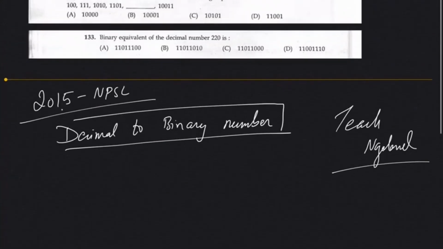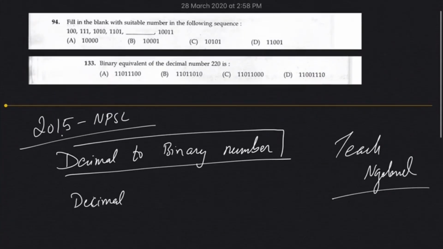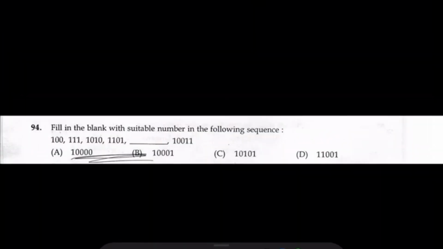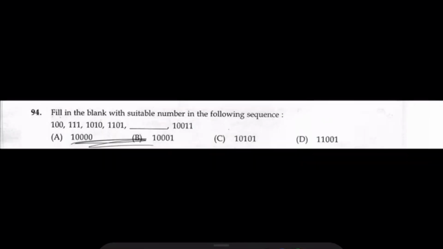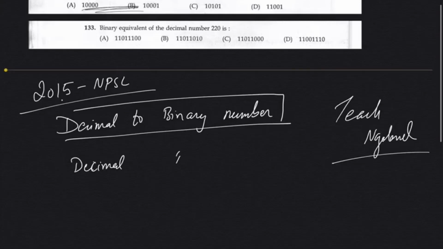So here I'll just do it quickly. Sometimes the questions have missing numbers in the binary number system, so it's not like other number systems where we can easily guess. If you do not know the binary number system, it is going to be very difficult for you to identify.